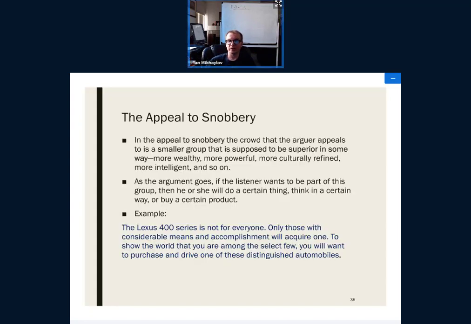A similar one, also used in advertisement a lot, is appeal to snobbery. It's not just used in advertisement, but advertisement is a good example of this. This is the one from the book. The Lexus 400 series is not for everyone. Only those with considerable means and accomplishment will acquire one. To show the world that you are among the select few, you will want to purchase and drive one of these distinguished automobiles. So note again that the logic here is basically that very few people can afford it, so show others that you're one of these very few.